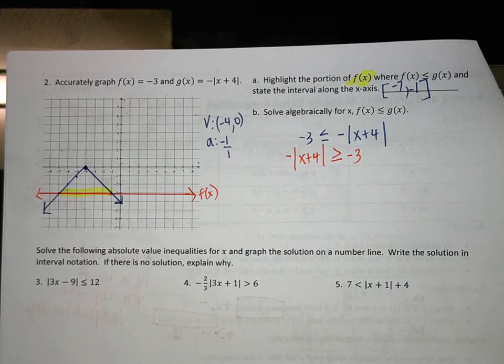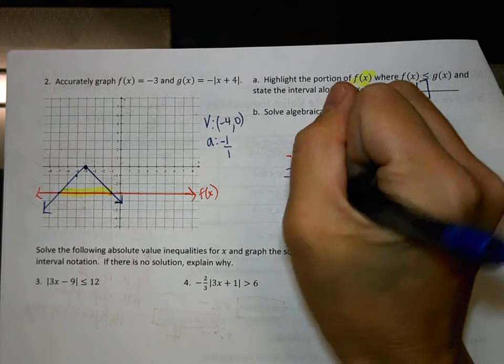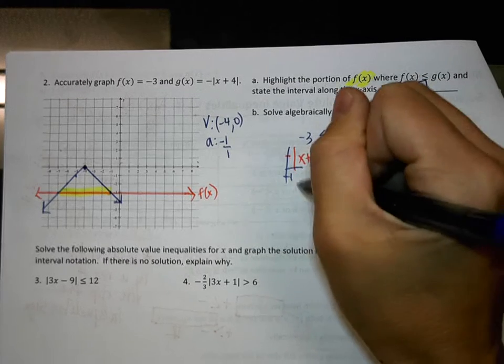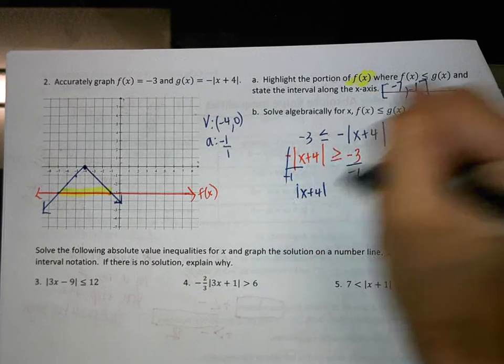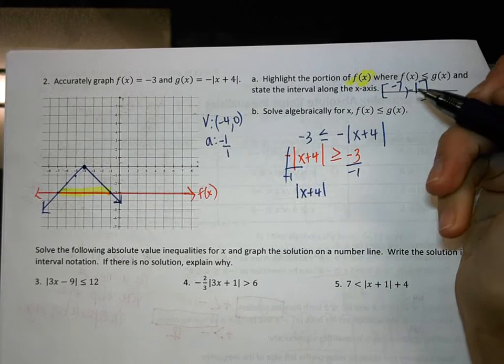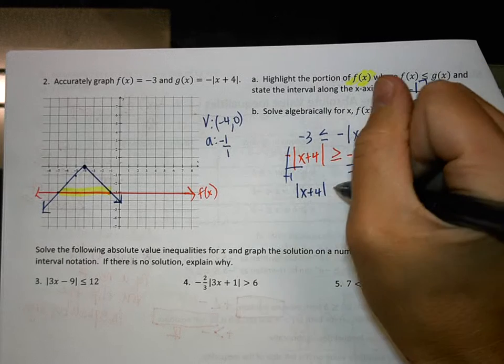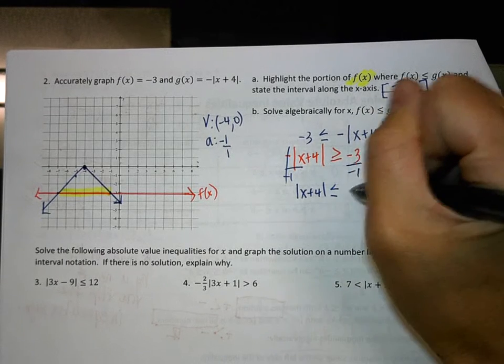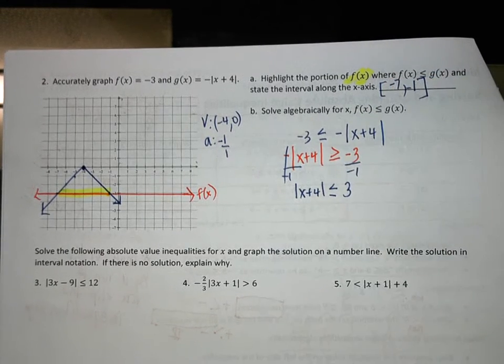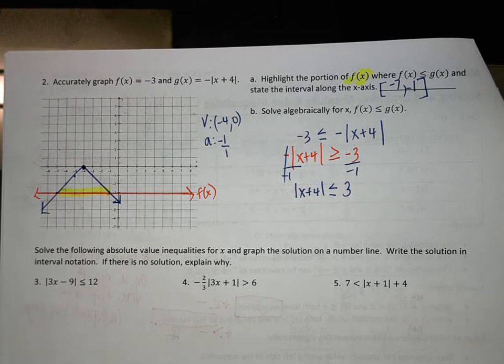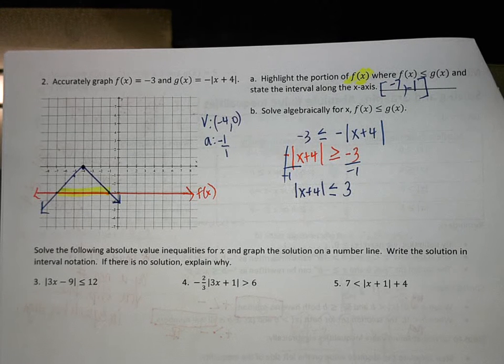Okay, is the absolute value by itself? No, so what do I have to do to get it by itself? Good, so we're going to divide by -1 on both sides. We get the absolute value of x plus 4, and then what happens when I divide by a negative number? Flip the sign, so it becomes less than or equal to 3. Okay, and then at this point now we can write our two equations, right?